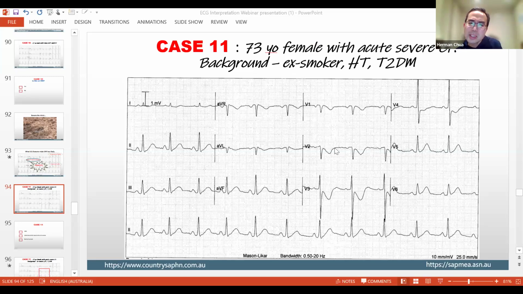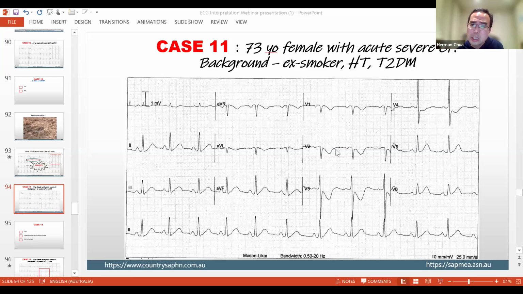In this case, remember what I said: if you see someone with ischemic sounding symptoms and then ST depression, in this case in V2, V3, and extending to V4 as well, with no ST elevation anywhere, what's the first question you need to ask? Is it possible that the depression I'm seeing is reciprocal to an elevation somewhere else that I'm not actually seeing?